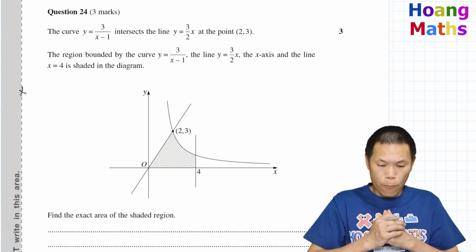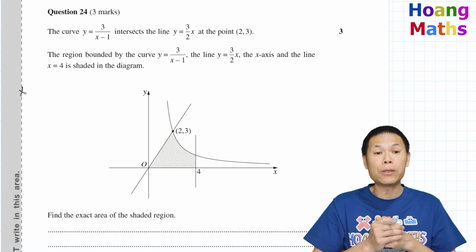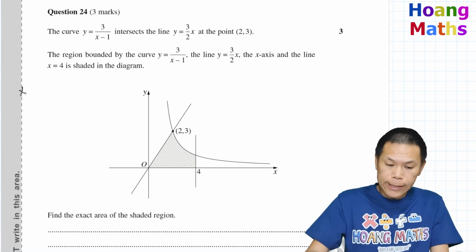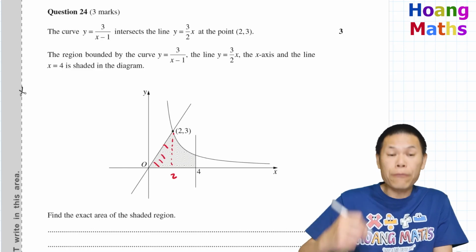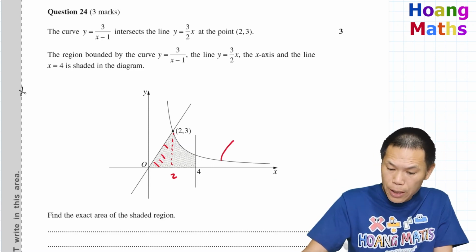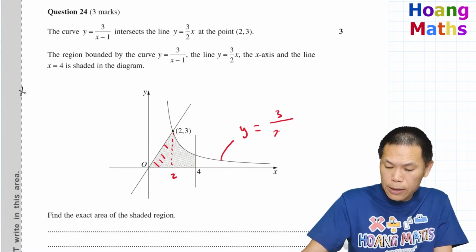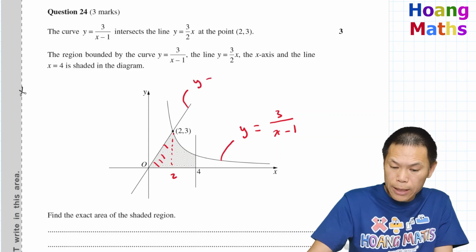Question 24. First of all, to work out the area of this region, we need to understand that this is 2 sections here. From 0 to 2 is this function, and from 2 to 4 is this function. This function here is y equals 3x minus 1, and this function here is y equals 3 over 2x.